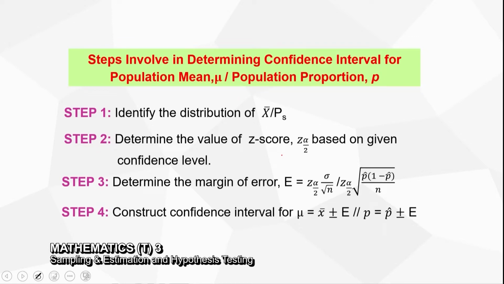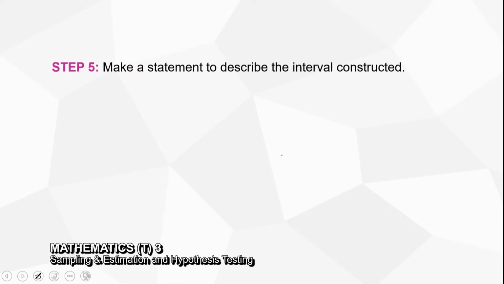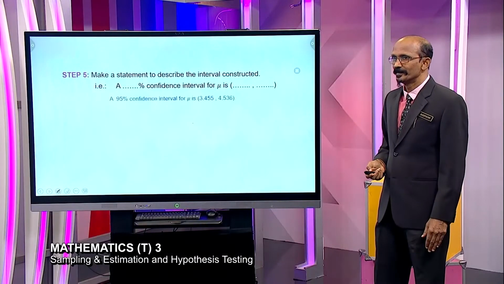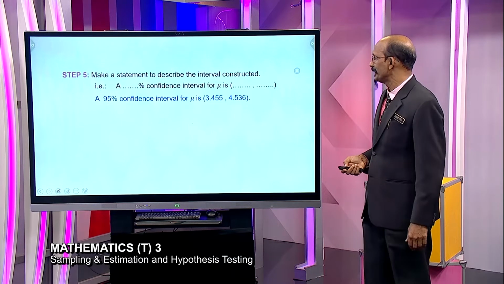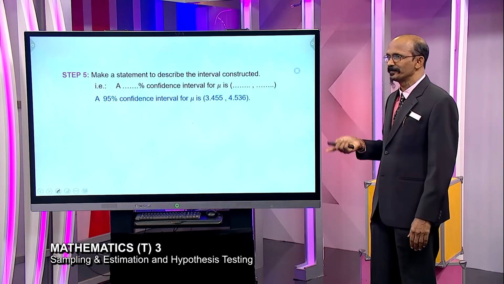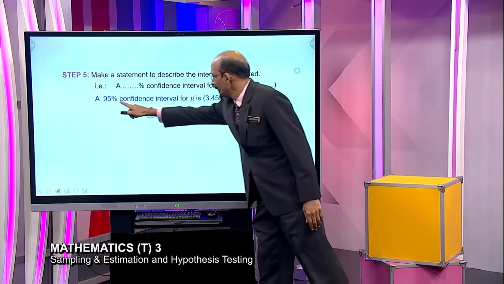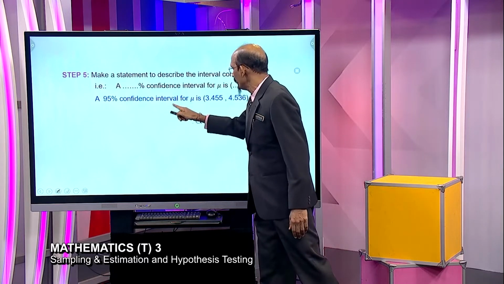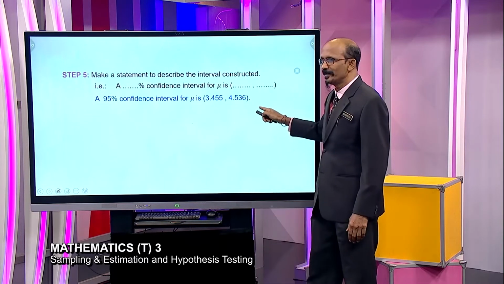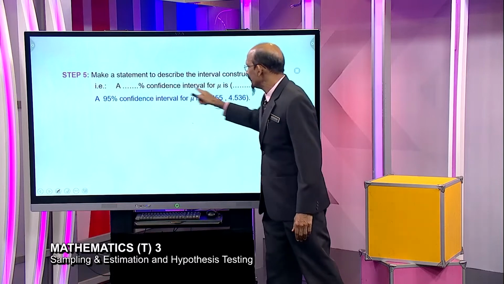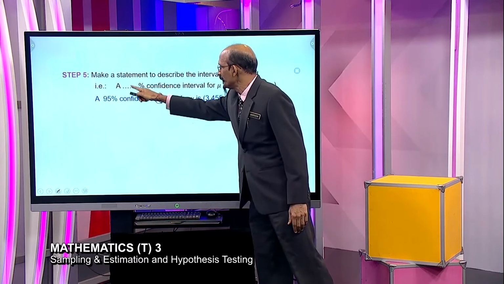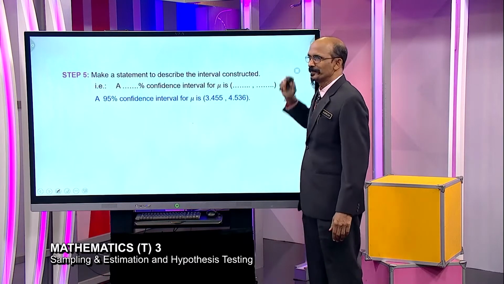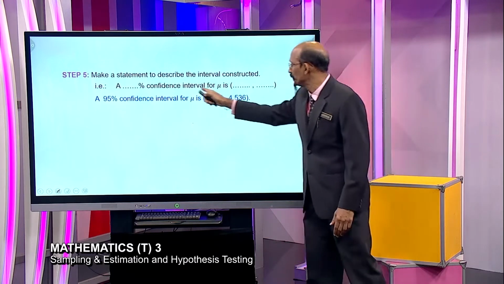Then step 5, we have to make a statement. How to make the statement is like this. For example, let's say one is 95% confident. So you have to write a 95% confidence interval for mu is this one. That means the standard wording is like this. You just have to fill in your confidence level here and then your value here. So it is easier for students to remember.